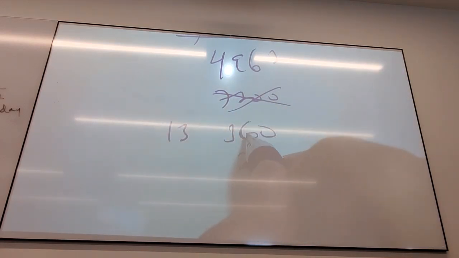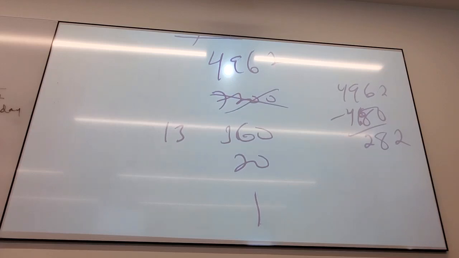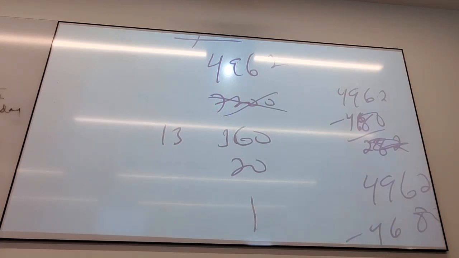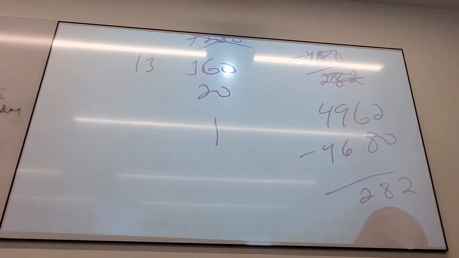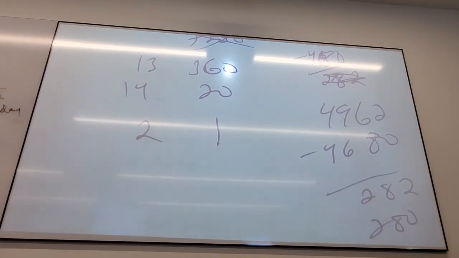And then how many do you have left to take care of? What's 13 times 360? 4680? Yeah. So then you have 282 left, 4962 minus 4680. 282. Yes, okay. So how many 20s? 14. 2 goes into 28, 14. So that's 280 and then 2. Okay.